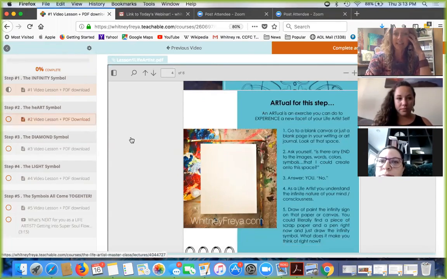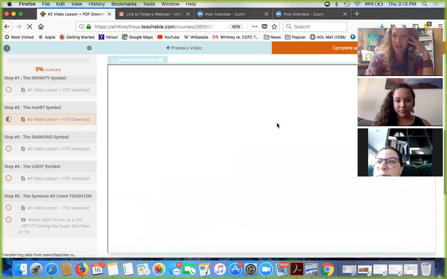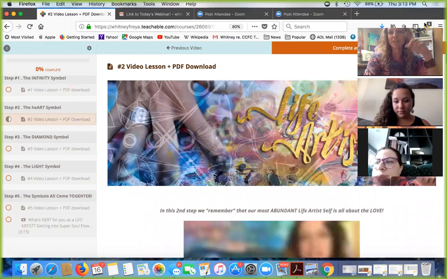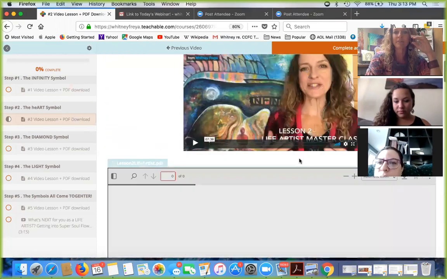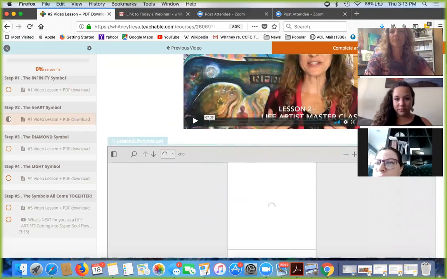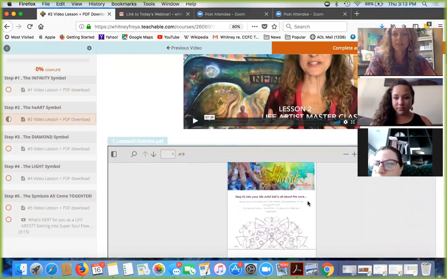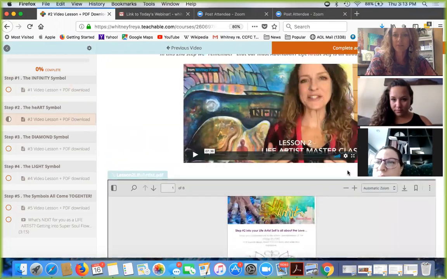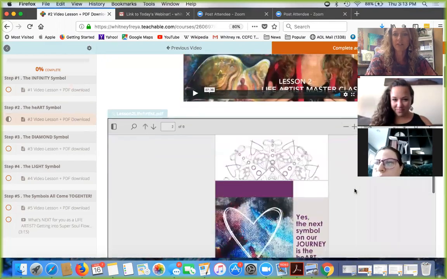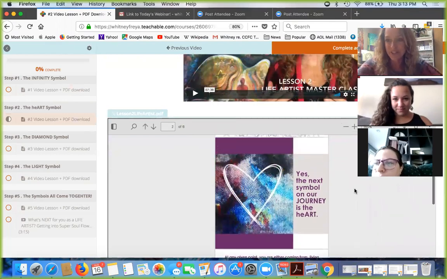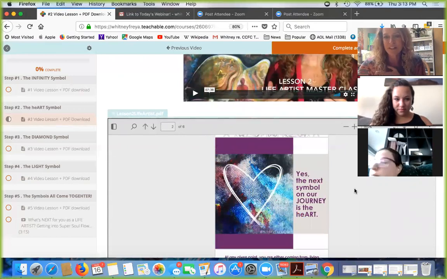And then the second symbol in this life artist journey, and after this I'll explain what I mean by working with a symbol, is the heart. Sorry, I don't seem to be able to speak and negotiate this. And so the second step to opening up to this abundance is, what if everything that's happened to me in life and everything that's around me and everything that I'm experiencing is actually here to love me? What if love really is the only thing that's real?